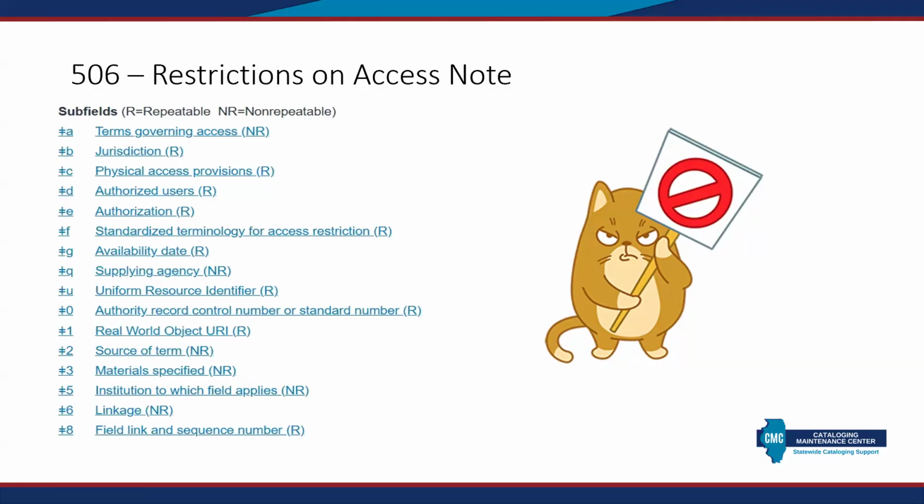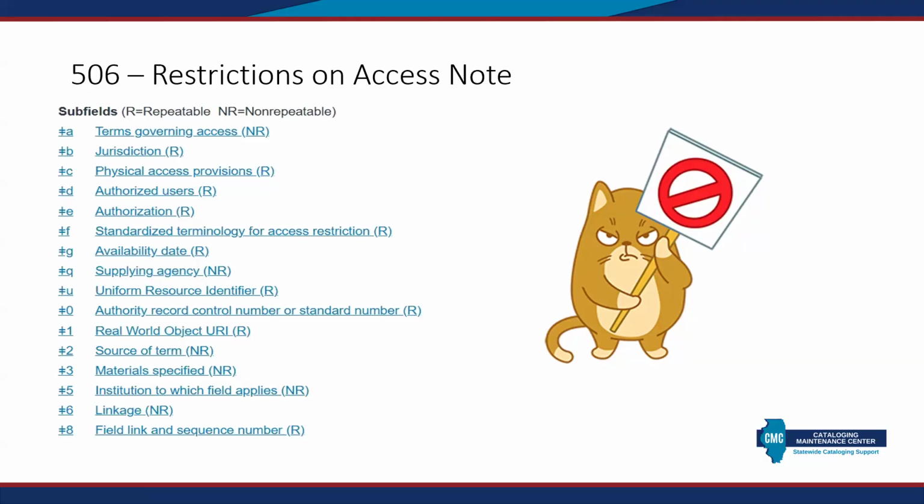Subfield G, the availability date, only needs to be recorded if the resource will be opened up to unrestricted online access. Use the format YYYYMMDD, the same as you would in subfield 2 of the 084, if you are going to use the subfield G in your 506.